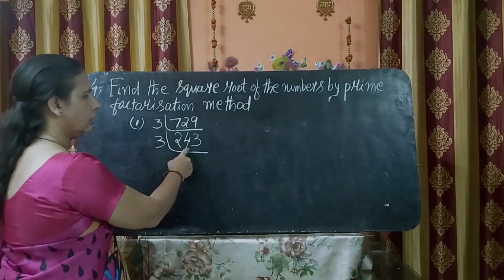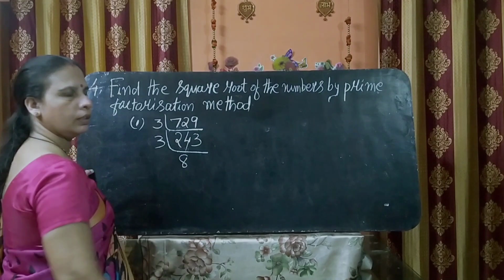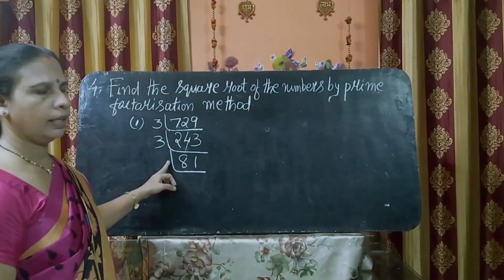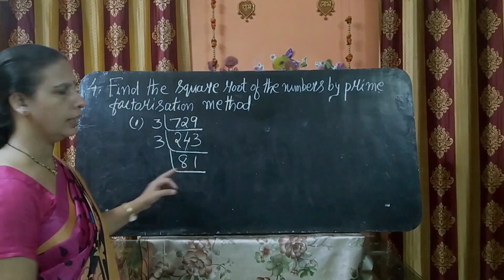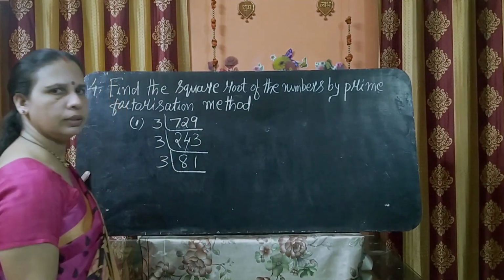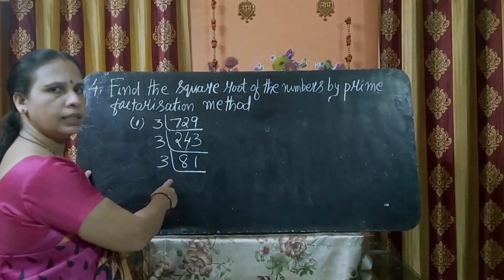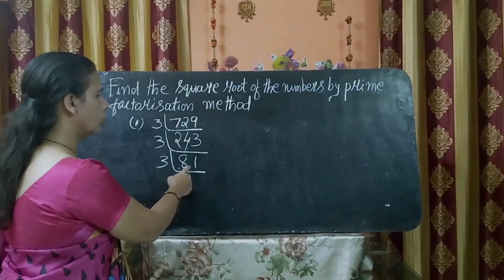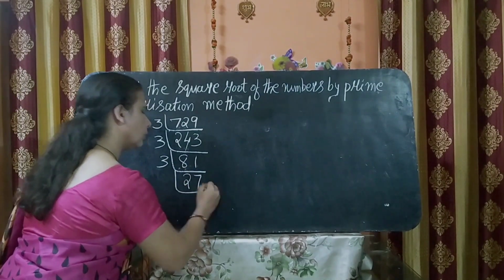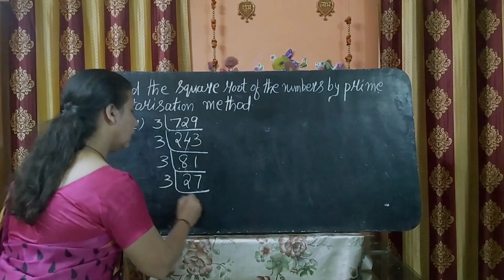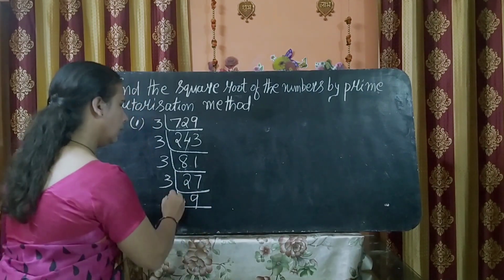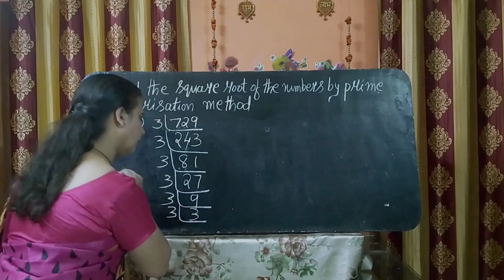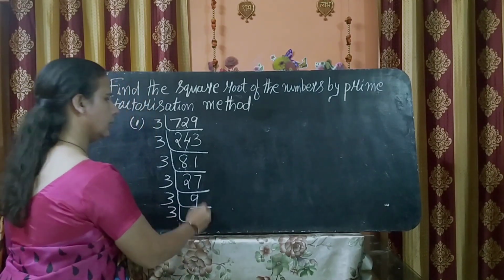Take 24. 8 threes are 24. Then 1 into 3, 3. What is the factor here? Add these two digits: 8 plus 1 is 9. How many 3s are there? From 8, how many 3s can we take? 2. 3 twos are 6. How many are left? 2, so 21. 7 threes are 21. 3 is a factor. Again 3 is a factor. 3 threes are 9. 3 is a factor. Then 1 into 3, 3.